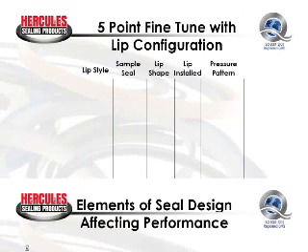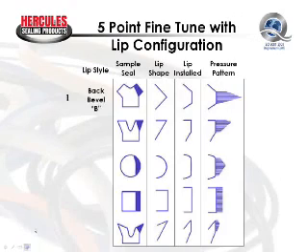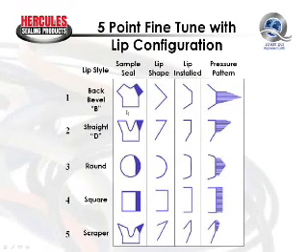Here we see an illustration of a line drawing of a seal, and this portion is the sealing lip of the seal. Here we see a line drawing of the shape of the seal lip. This would be a B lip. Here's a line drawing of the D lip, the round lip, square lip, and scraper type lip. Scraper type lip would be typical of a piston cup.